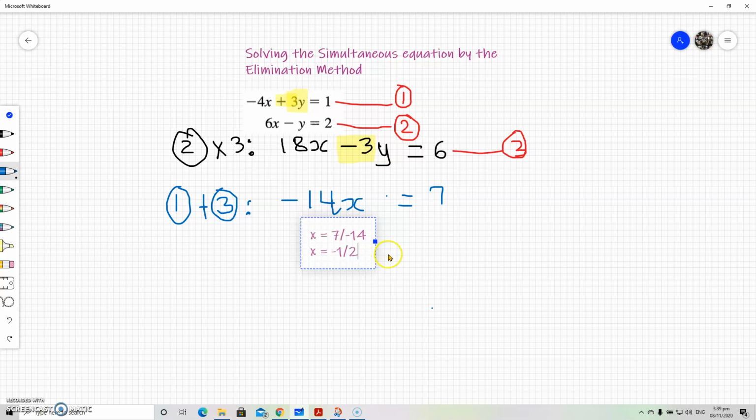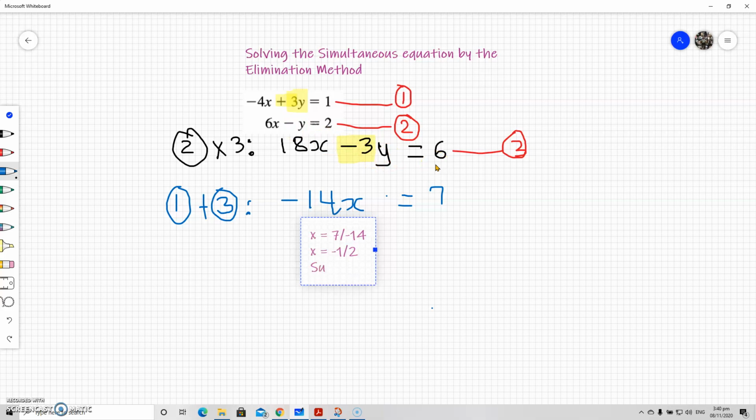Now we need to work out the value of y as well. So we're going to take x equal to minus a half and substitute it into equation 1, 2, or 3. We have a choice in the math. I would choose to use x equal to minus a half in equation 2, simply because I have less numbers to deal with.